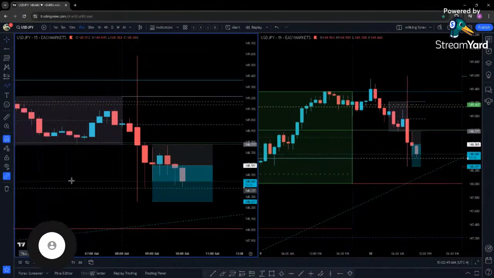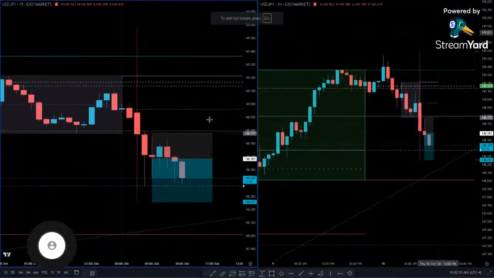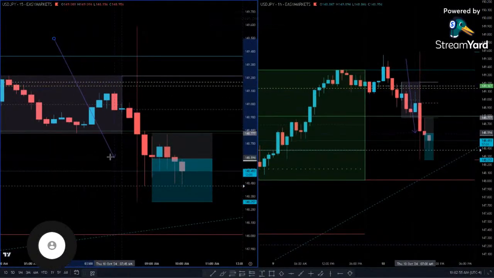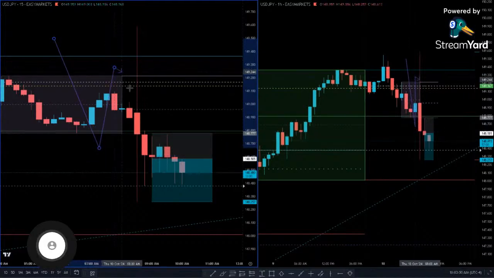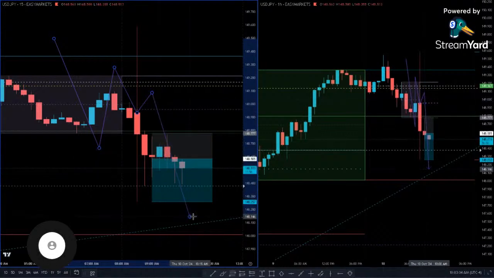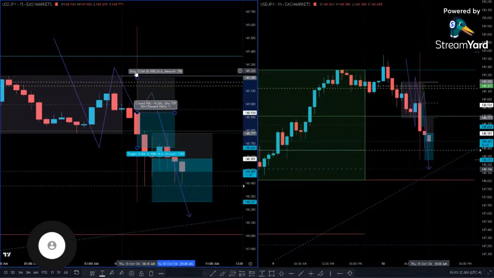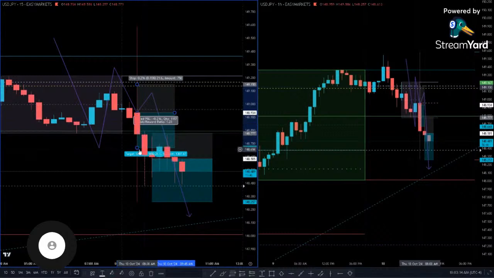I would love to add the position, but see, for example, this is the move that happened. The price went up, price went down, price went up, price went down. So what I would be doing, for example, if I'm taking a trade from here, let's see if I enter from here, this would be my stop loss.